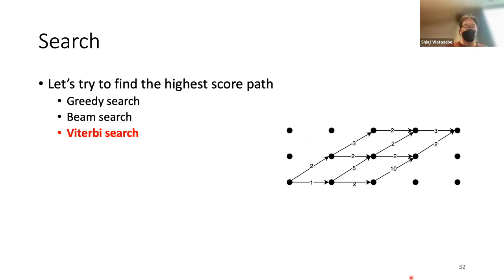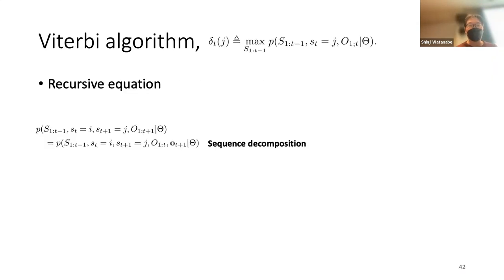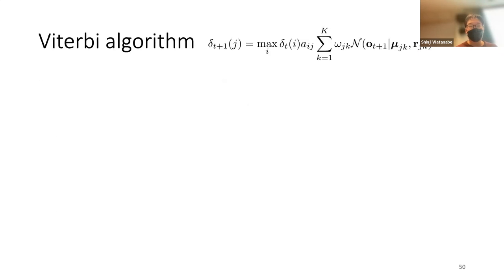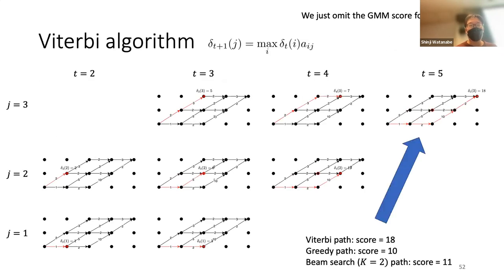Okay, close the poll. At this time, unfortunately, some people were confused. The answer is the BW algorithm. There is no approximation, and we can find the best score.